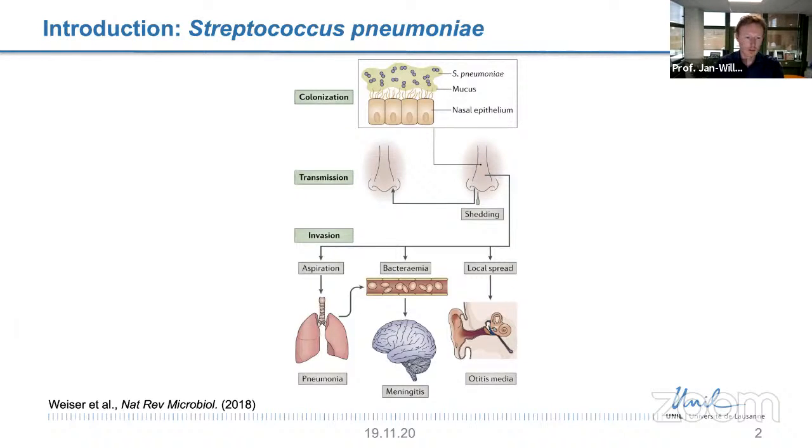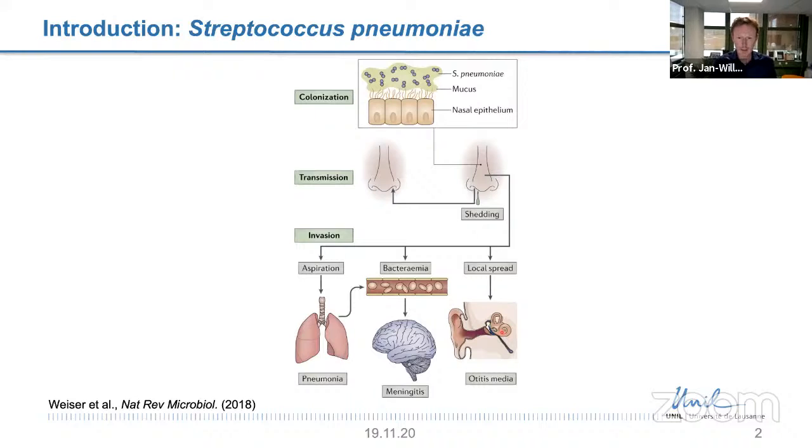But it can also enter otherwise sterile niches like the lung, or let me see if I can get this to work out. Like your lung or your blood or your brain or your inner ear. And there it can cause really serious diseases. And every year more than 1 million people die because of pneumococcal infection.